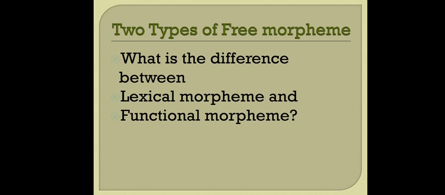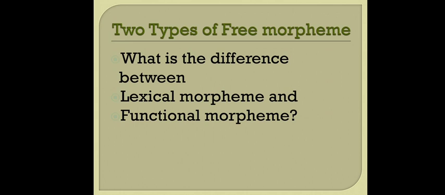If I say the word house, there is a picture of a house in your mind. Let's take an example of the word tree. So there is an example of a tree. Let's take an example of fly. So fly is also a free morpheme or lexical morpheme. So lexical morphemes are those morphemes that create an image or picture in your mind.